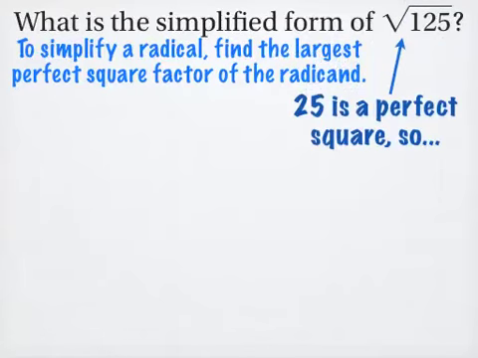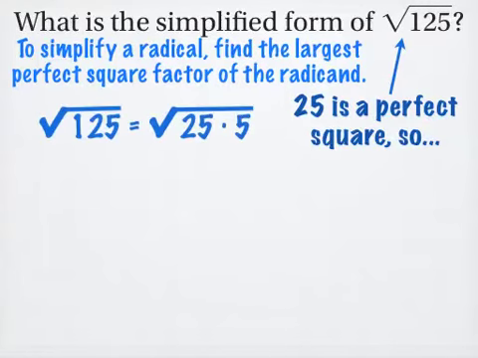So 25 is a perfect square, so I'm going to rewrite the square root of 125 as the square root of 25 times 5. Notice if I multiply 25 times 5, I'm back to having 125 in my radical. What I'm going to do now is use the multiplication property, and I'm going to break up this radical into two radicals being multiplied together. So instead of the square root of 25 times 5, I'm going to have the square root of 25 times the square root of 5.